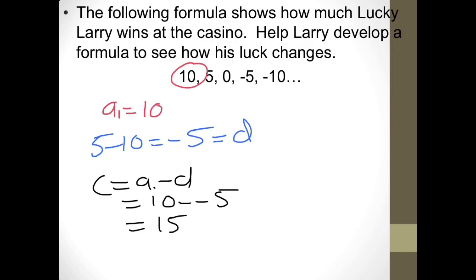So for my formula, we're going to have A sub n is equal to D times n plus C, which in this case is negative 5 times n plus 15. So what this means is he started with $15, but with every bet he's going to be losing $5. So maybe Lucky Larry is not so lucky.